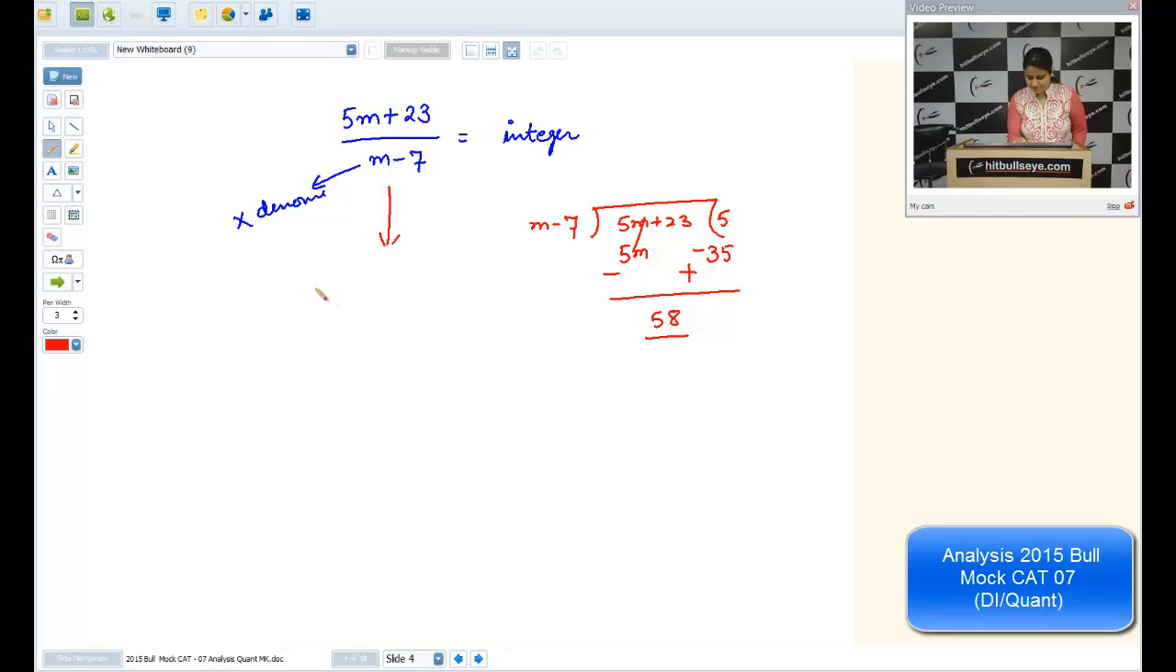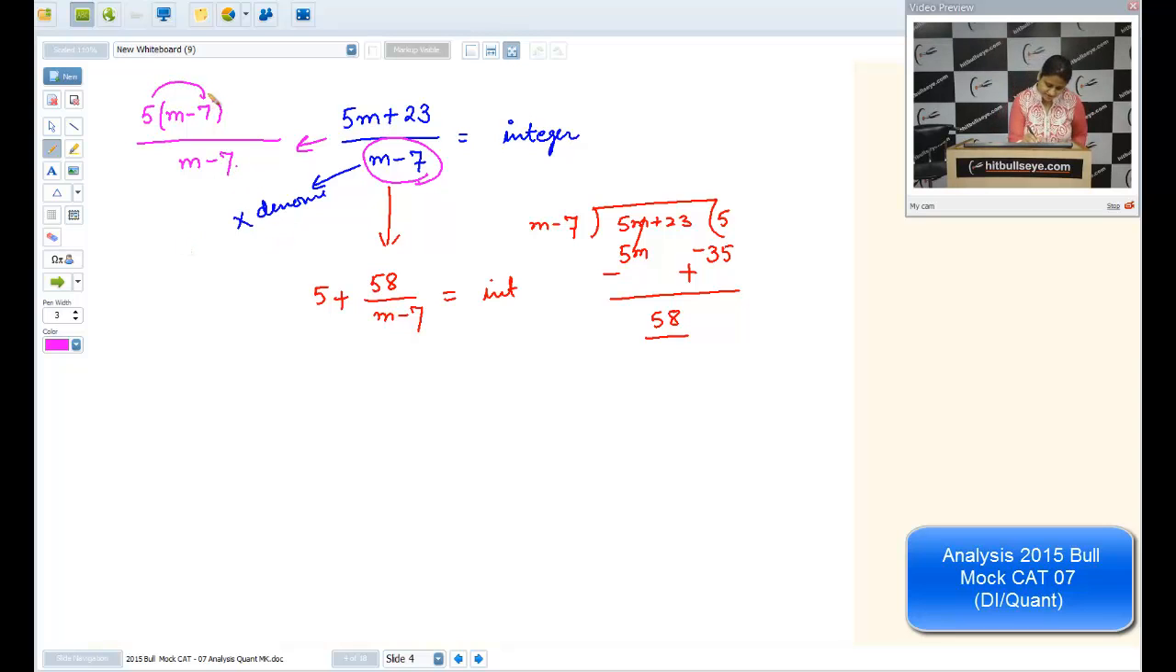So this can be written as 5 plus 58 upon m minus 7. That should be an integer. You could do it directly as well. How come? See, you want to eliminate m minus 7. I'm taking 5 as common from m minus 7. I'm trying to make, in the denominator, we already have m minus 7.